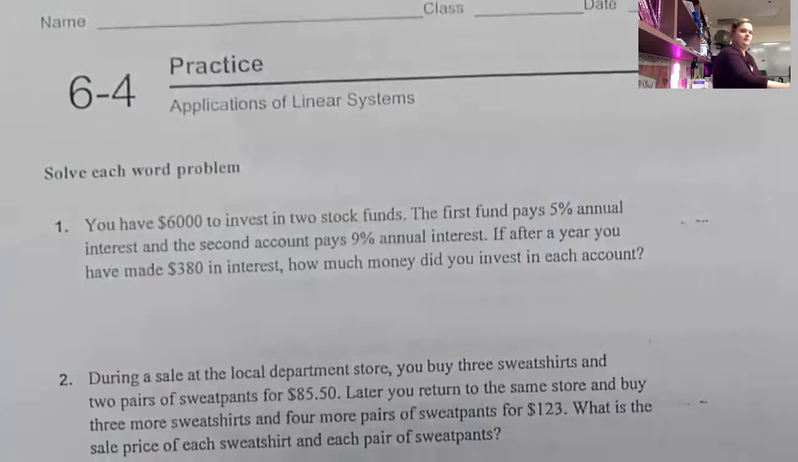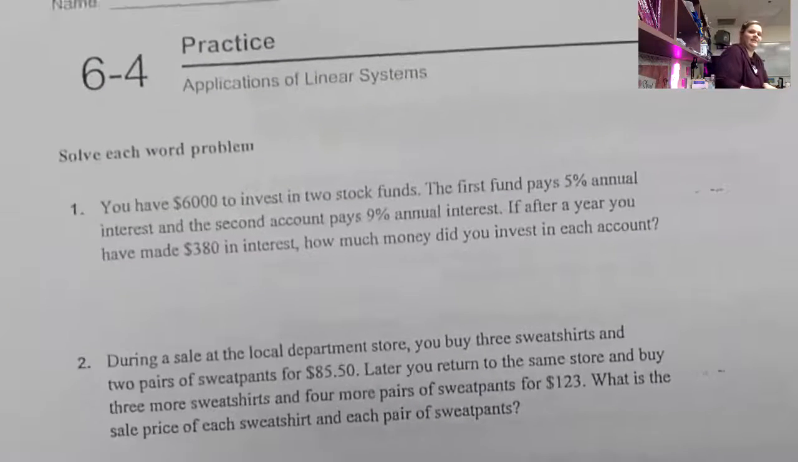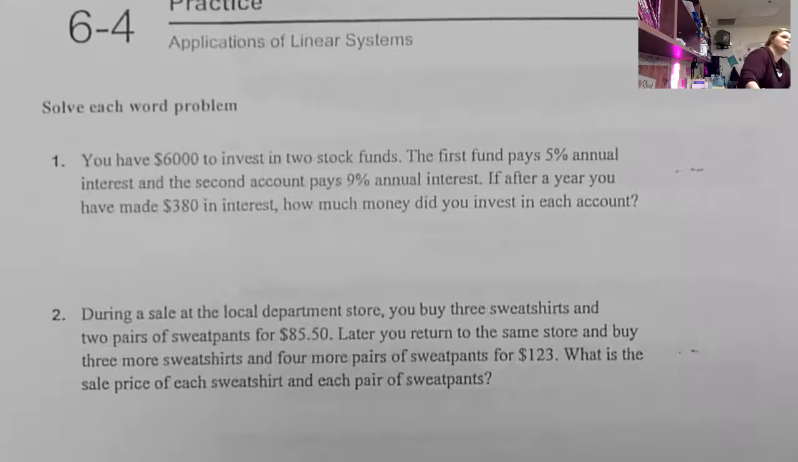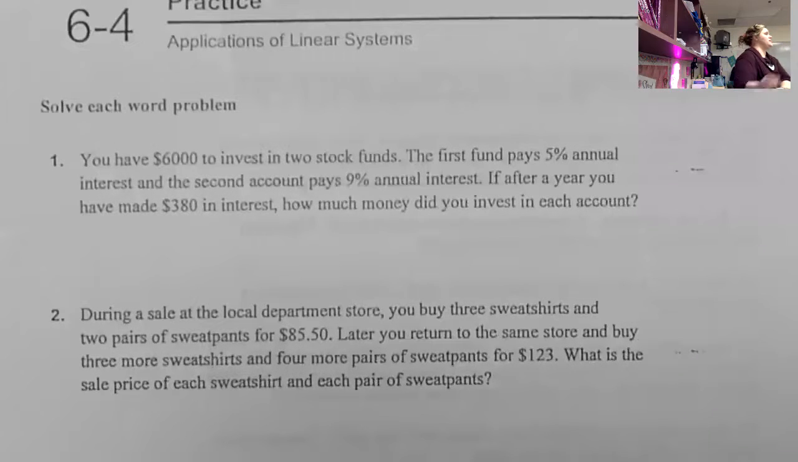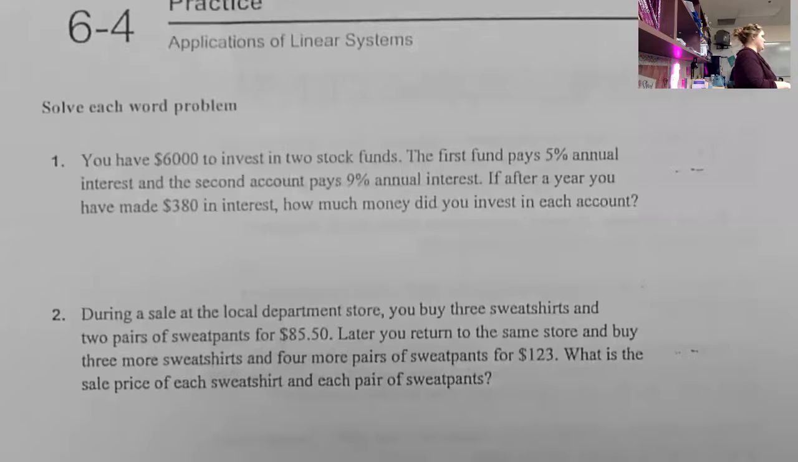So, word problems. You need to set up a system to solve these. Remember, a system has at least two. In our case, these are two equations in order to solve these. Okay, so here we go. Number one. You have $6,000 to invest into two stock funds. The first pays 5% annual interest, the second pays 9%. If after a year you made $380 in interest, how much money did you invest in each account?